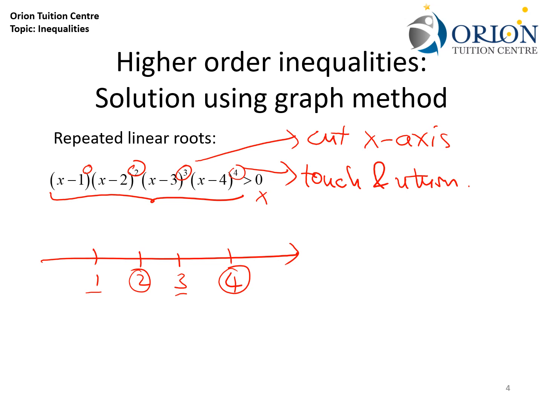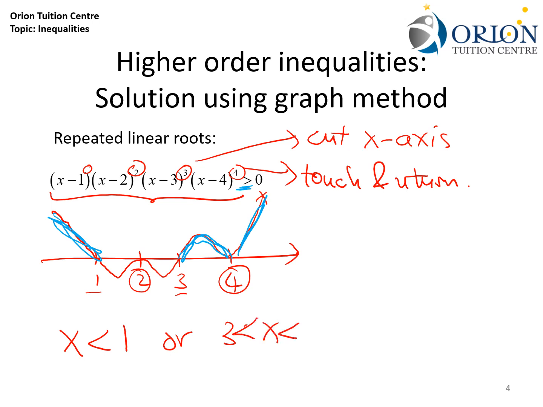Okay, starting from the top right hand corner, we are going to move downwards to 4, touch and U-turn, at 3, cut, at 2, touch and U-turn, and at 1, cut again. Since what we want is this expression being more than 0, that means we need to look out for this portion, and this portion, which tells us that the solution for this inequality will be x less than 1 or x between 3 and 4 or x more than 4.